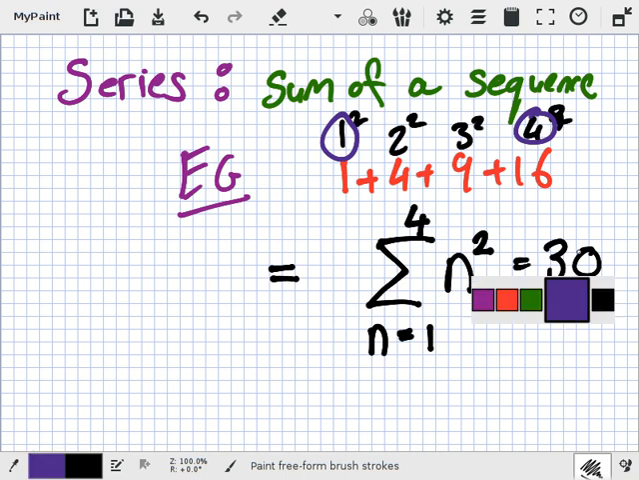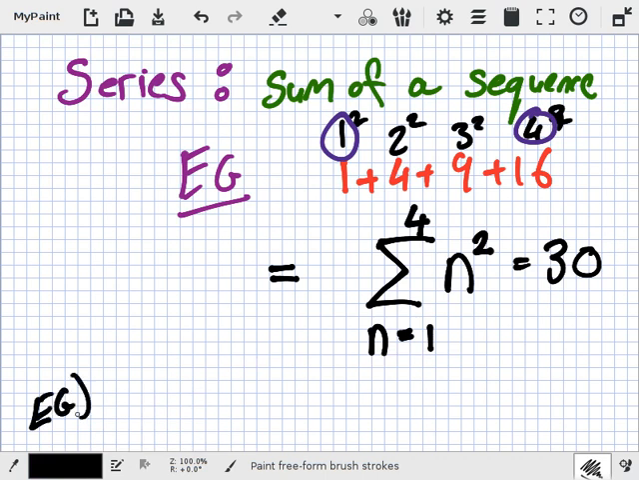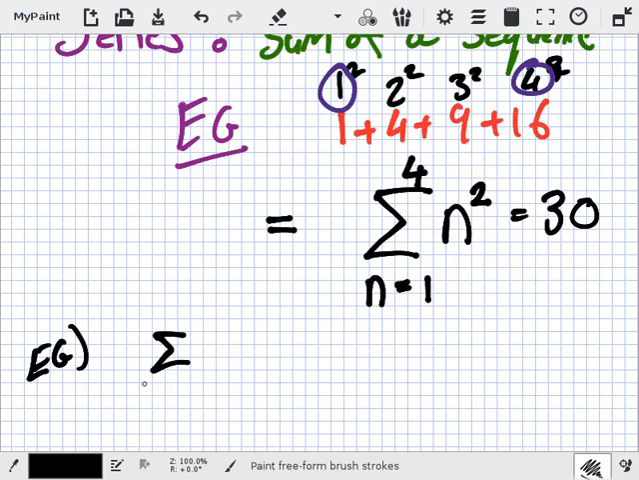Okay, so here's another example. Let's say sum, and let's start at a bigger number. Let's say we start at 2 and we'll go to 10, and the sequence is 2n. So what's the first term here? 4, because we're starting at 2 this time.